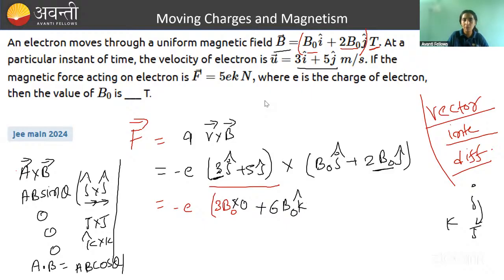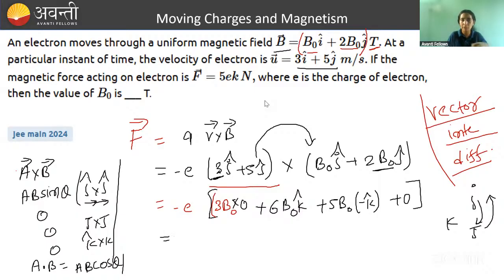Now do one thing: cross 5j cap with the whole of this. So do it: plus 5j cap cross B naught i cap. So 5 times B naught, what will i cross j be? Sorry, this is j cross i, right? So j cross i will be how much? It will be equal to minus k. So here you write minus k cap. Now 5j cross 2 B naught j. What is j cross j? 0. So here you write 0. These are the things we are getting.